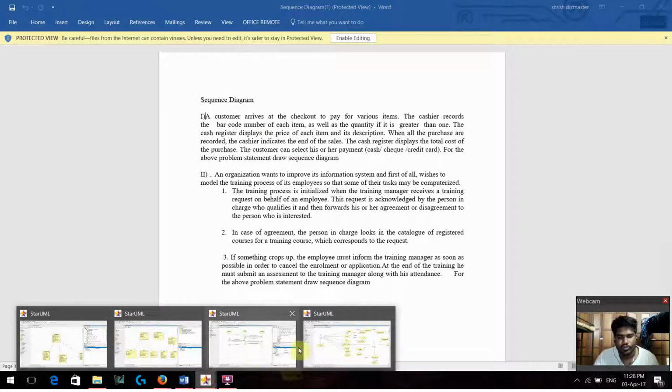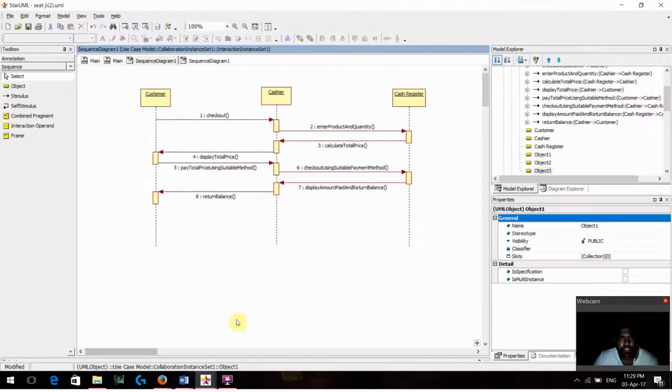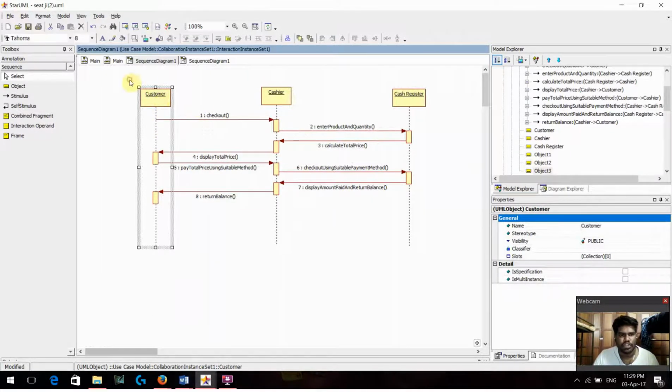In the sequence diagram we have customer, cashier and cash register. Initially, for the customer we have checkout, that is checking in as the customer. These three things are the objects: customer, cashier and the cash register. And these pointed arrows are the stimuli, which indicate the processes.